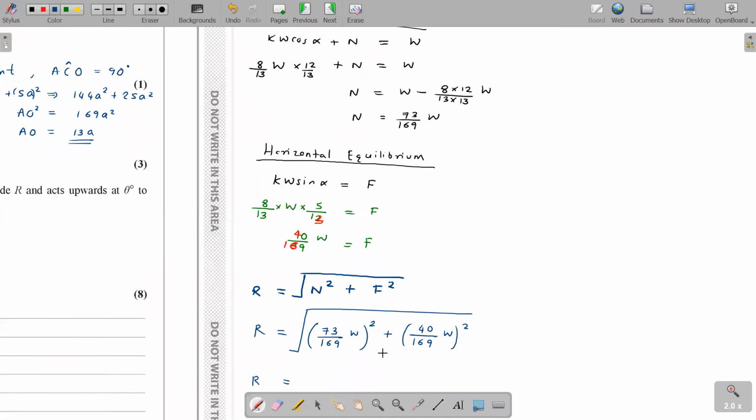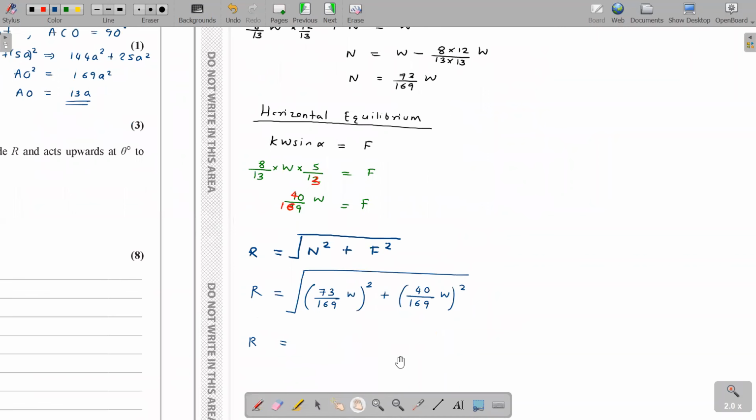How much is R? Root 41 over 13. It's a matter of typing it in the calculator and taking the answer. You can see here W square is there in both these cases, so it's a square. You can take the W outside of the root and work with this.